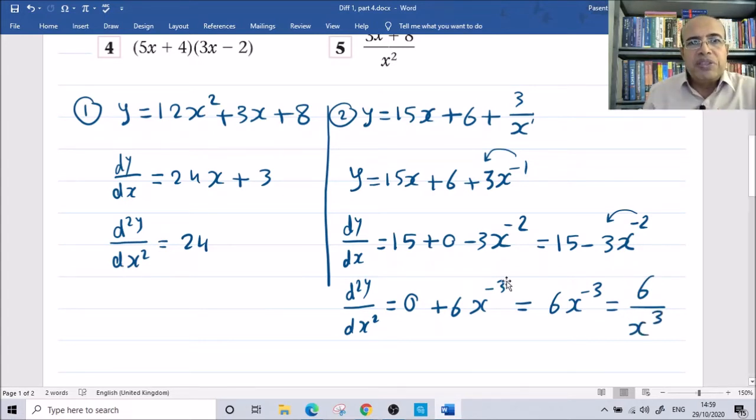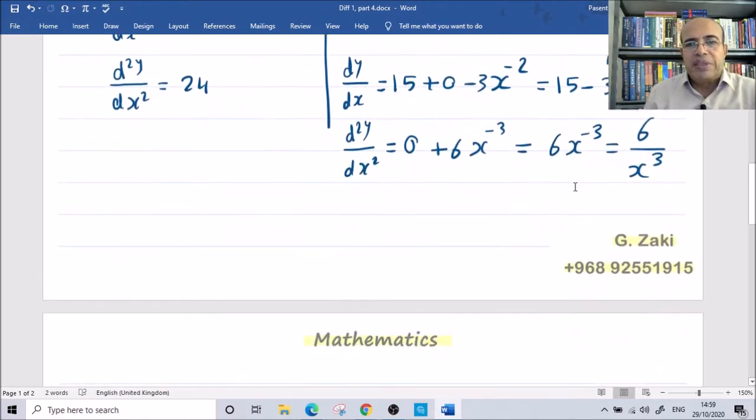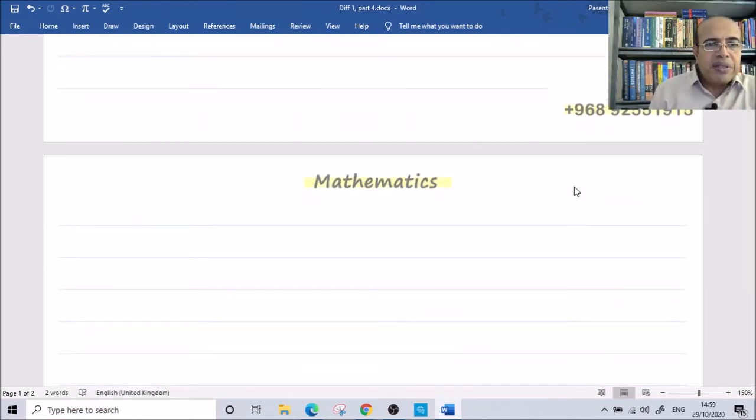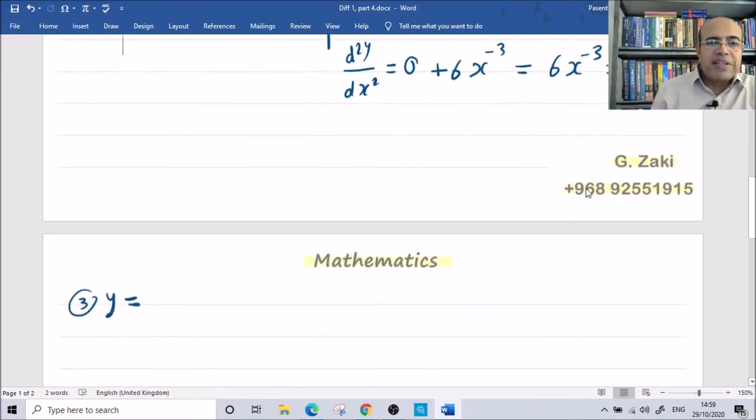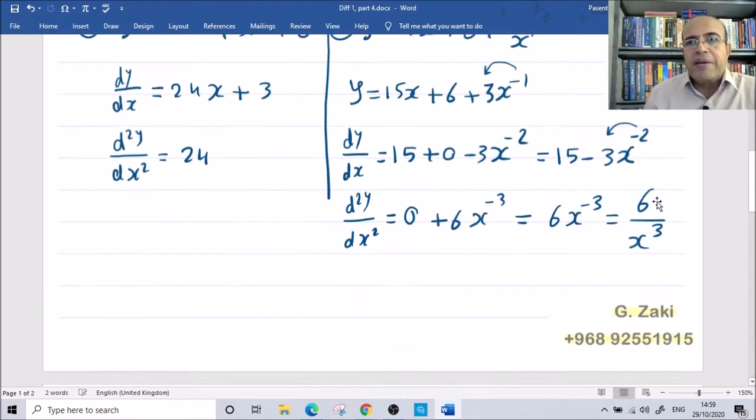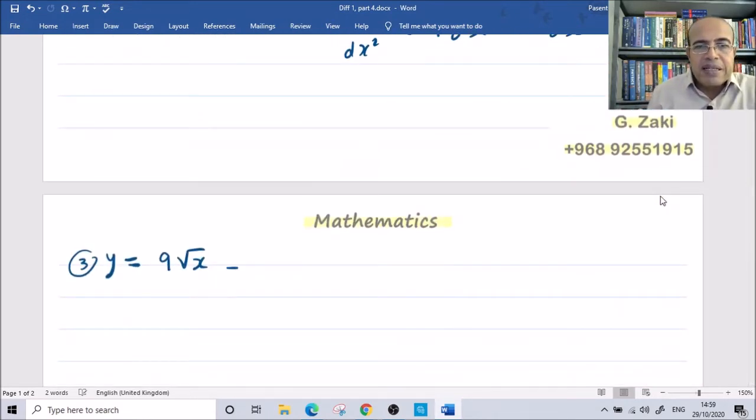What about question number 3? Now we take question number 3. y equals 9 square root of x minus 3 over x squared.